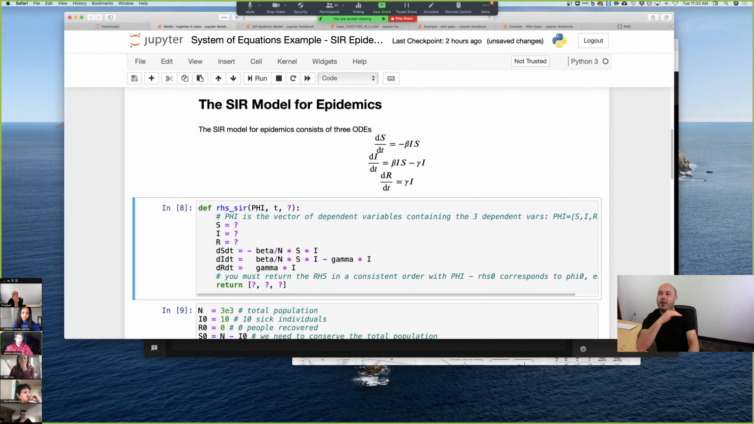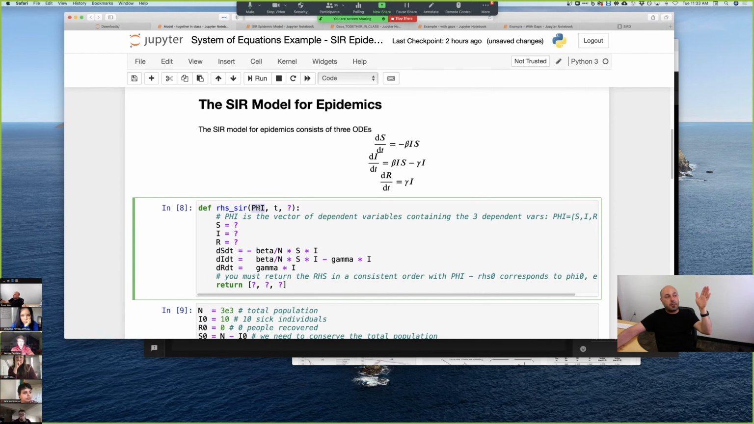So our right-hand sides are going to be: the first right-hand side is going to be minus beta IS, the second right-hand side is going to be beta IS minus gamma I, and the third right-hand side is going to be gamma I. So what I did here is I defined RHS SIR for the right-hand side of this system of equations. The first argument is always going to be phi, and the second argument is going to be time. Now this phi over here is the vector of solutions in this case, right? It's going to be phi0, phi1, and phi2.